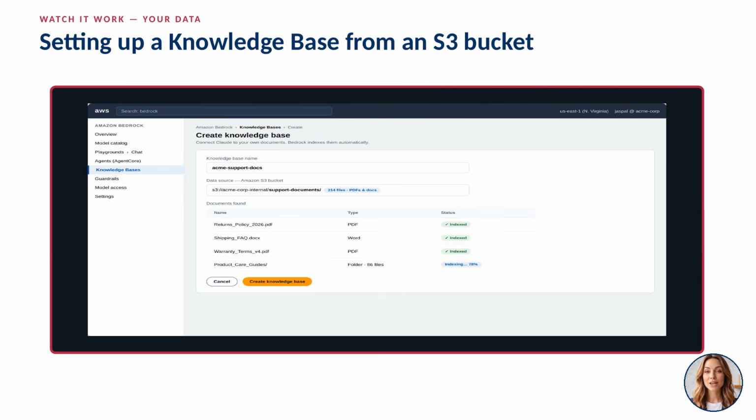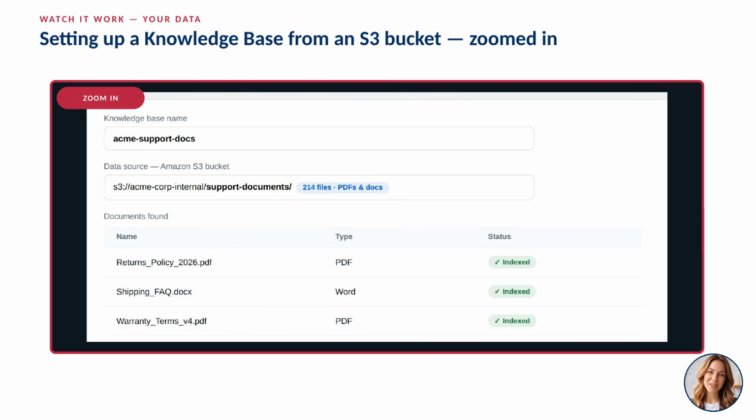Here's the setup screen. You give the knowledge base a name, ours is Acme Support Docs, and point it at the S3 bucket where your documents already live. This one holds 214 files of returns policies, shipping FAQs, warranty terms, and product care guides. Bedrock walks through them and indexes everything automatically. You can see the status flipping to indexed file by file. No database engineering, no manual tagging. If your documents are already in AWS, you are genuinely 15 minutes from this.